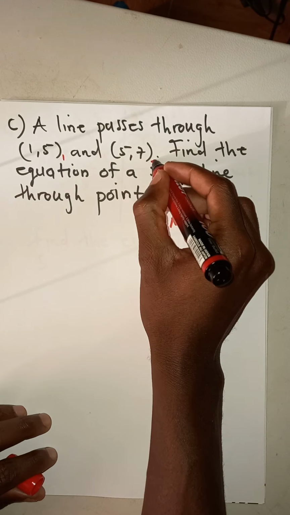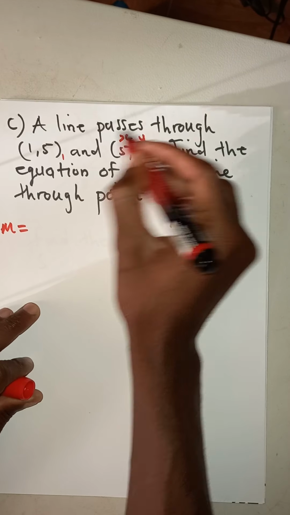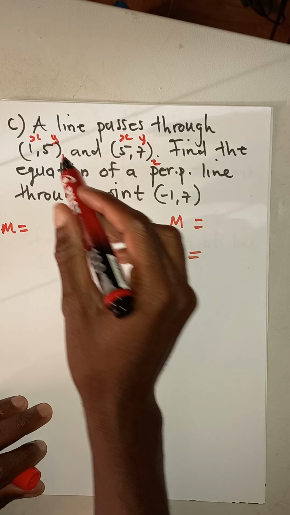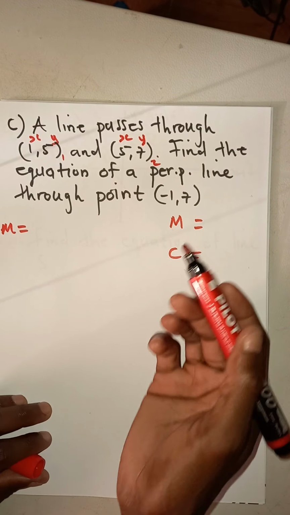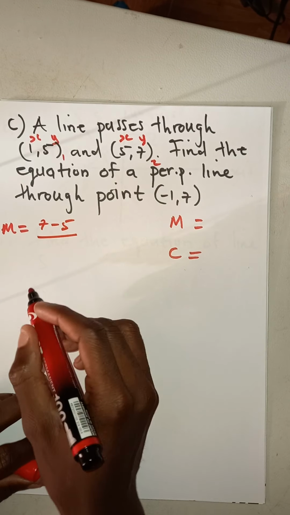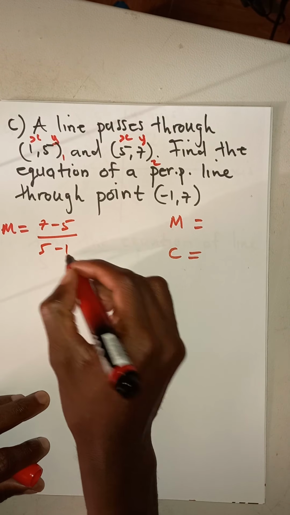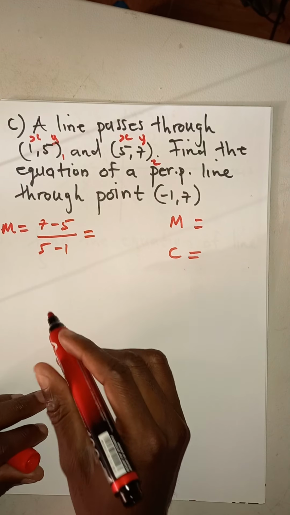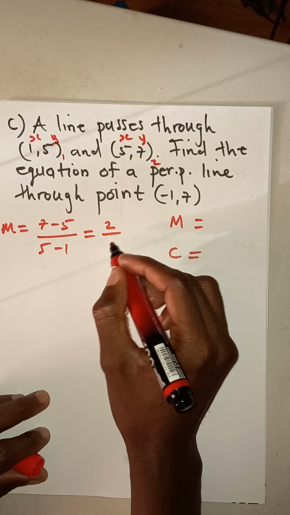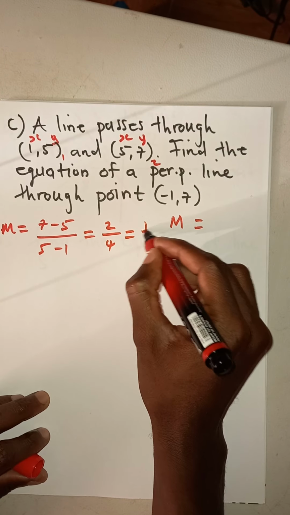We can put this one to be 1, this one to be 2. Then the gradient equals y2 minus y1 divided by x2 minus x1. So y2 is 7 minus 5 over x2, which is 5, minus x1, which is 1. This gives us 7 minus 5, which is 2, over 5 minus 1, which is 4, which means the gradient of that line will be half.